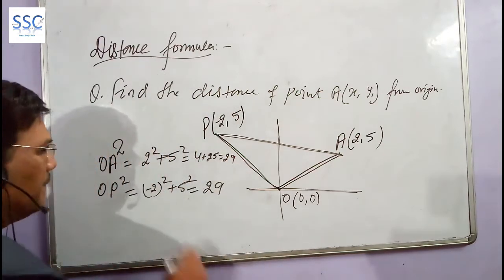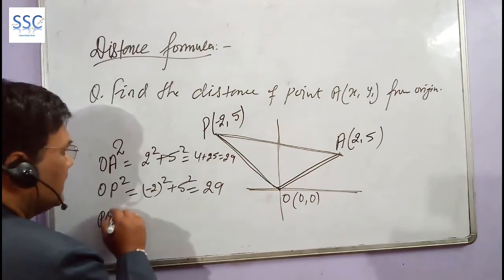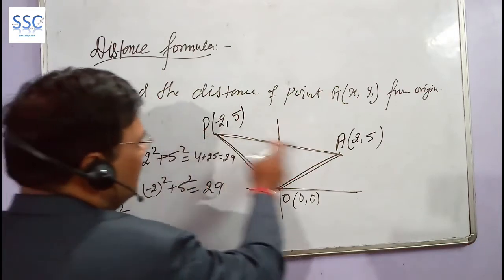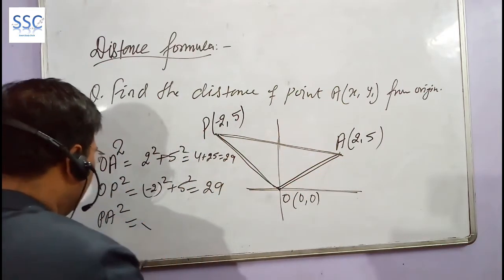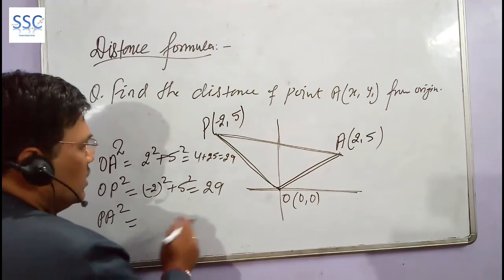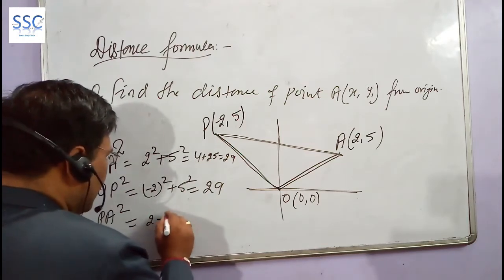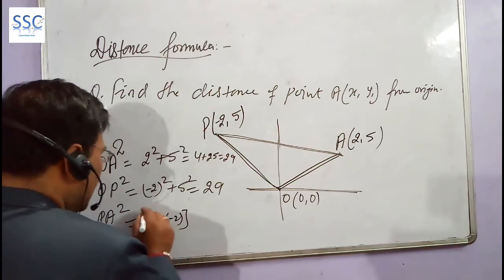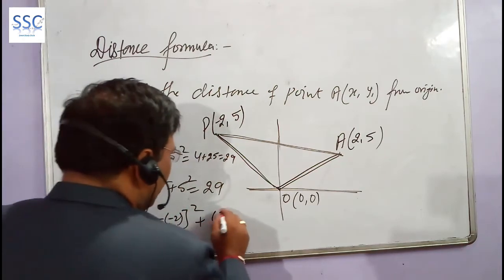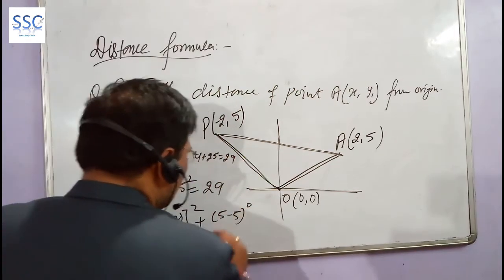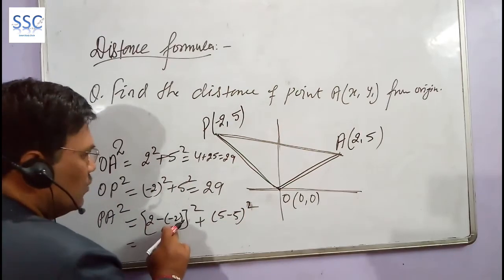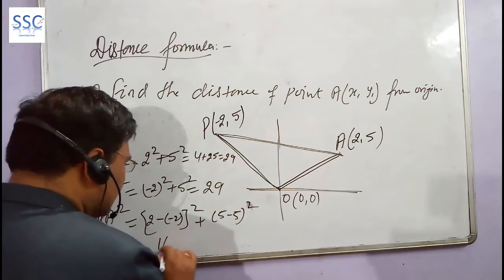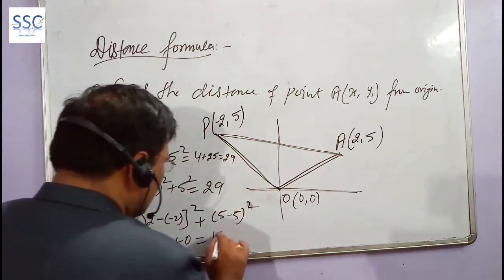And PA square, or AP square, is equal to, no need of the under root sign, (2 minus (-2)) square plus (5 minus 5) square. What do we have? 2 minus (-2) gives you 2 plus 2, which is 4. 4 square is 16, and 0 square is 0. It is equal to 16.